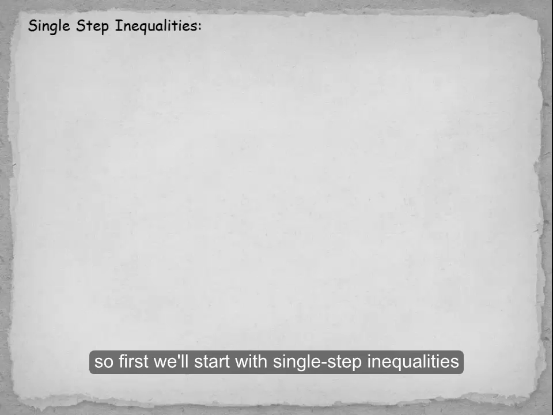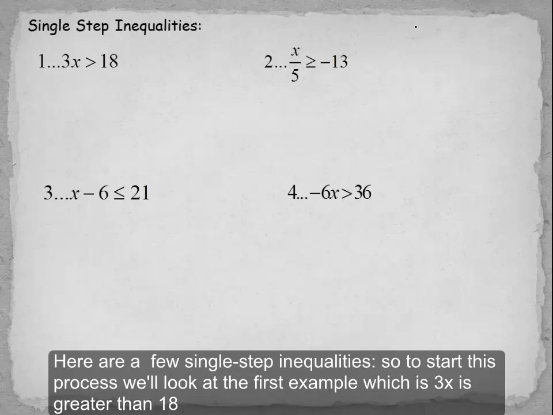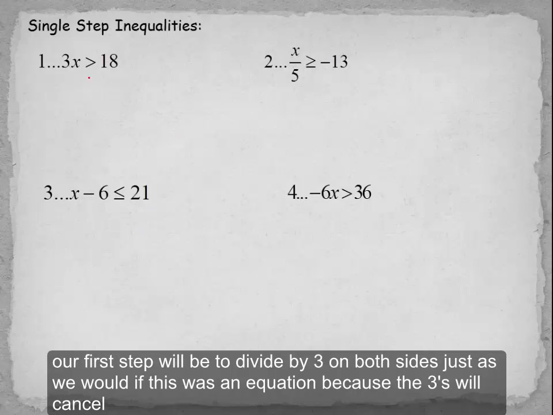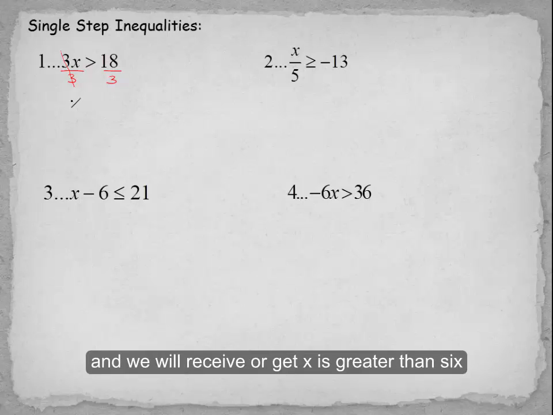So first we'll start with single-step inequalities. Here's a few single-step inequalities. To start this process, we'll look at the first example, which is 3x is greater than 18. Our first step will be to divide by 3 on both sides, just as we would if this was an equation, because the 3's will cancel. And we will get x is greater than 6.